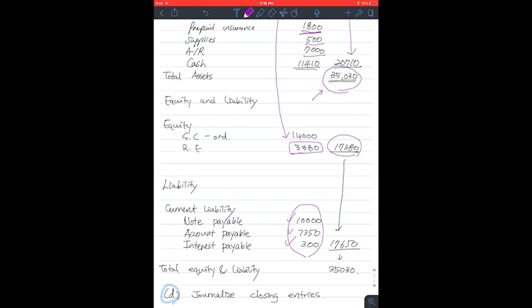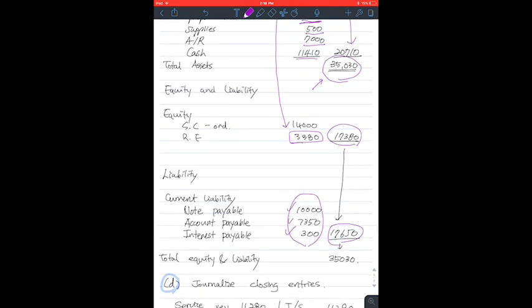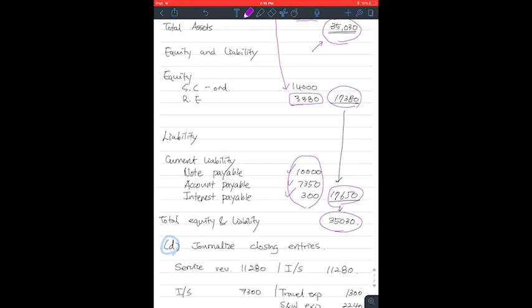So the total amount of the liability would be 17,650, and if we add the equity and liability together, then the total equity and liability should be 35,030, and this equals the amount of asset.